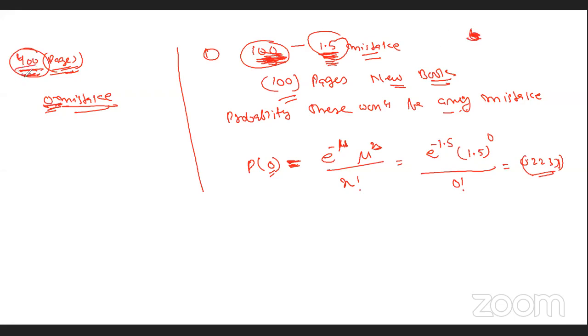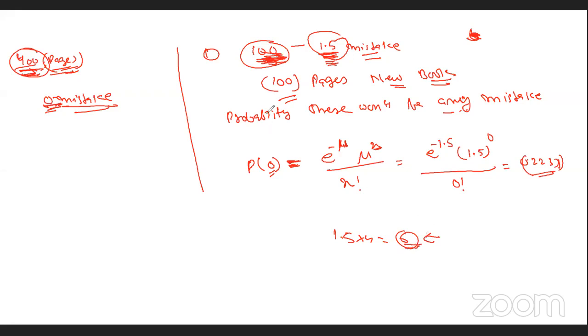So if you multiply these by 4, you will get 400 as an interval. If in 100 pages there are 1.5 mistakes, then in 400 pages there will be 1.5 into 4, which is equal to 6. So in a 400 pages interval, there are 6 average mistakes that you will be able to get.